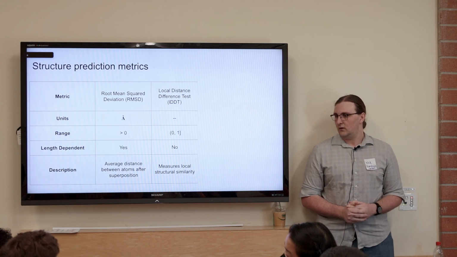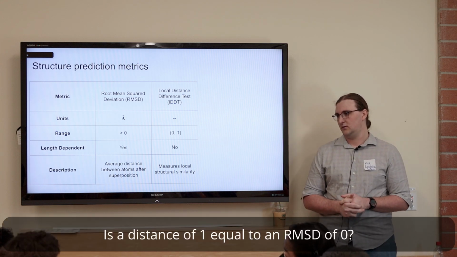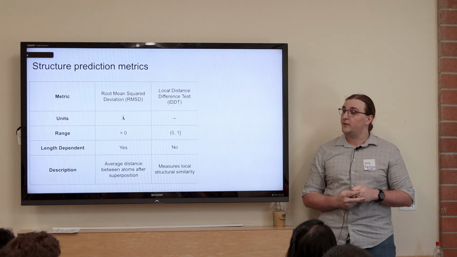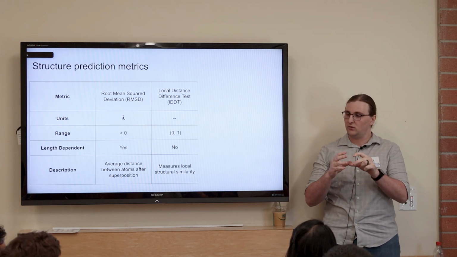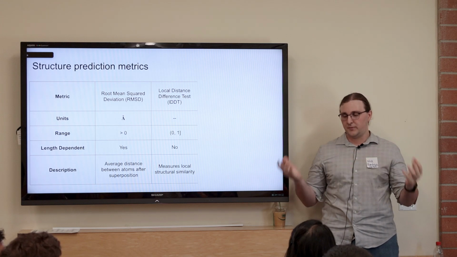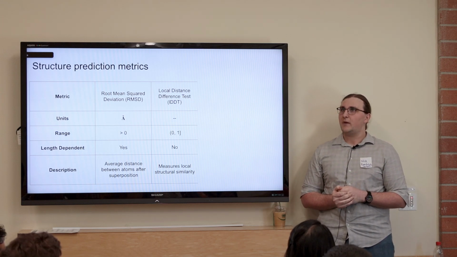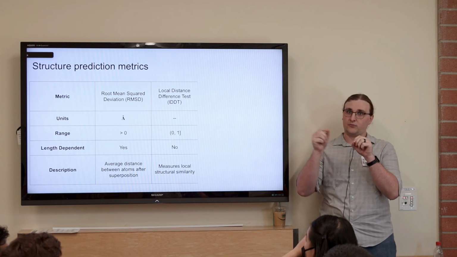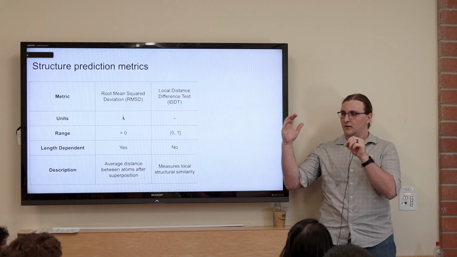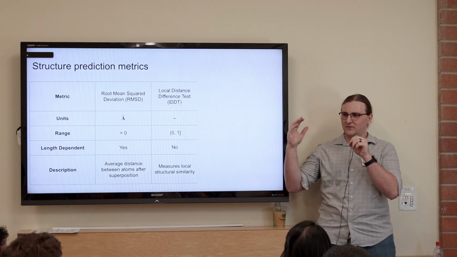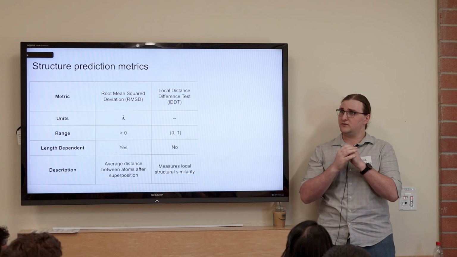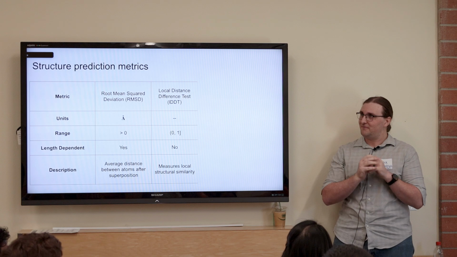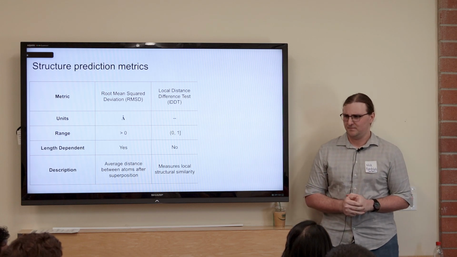So is a local distance test of 1 equal to an RMSD of 0? Yes. A local distance test of 1 means the local environment is perfectly aligned, so the big picture is probably also going to be aligned. It might not be perfectly aligned, because the local distance test has a threshold: it only looks within a certain distance, and if something is outside of that range, it's not counted in the local distance similarity check. If it's a large protein, it might not be exactly the same.